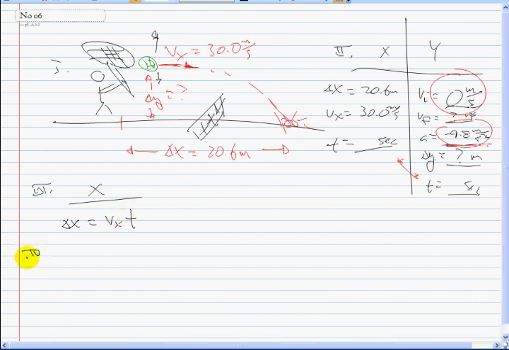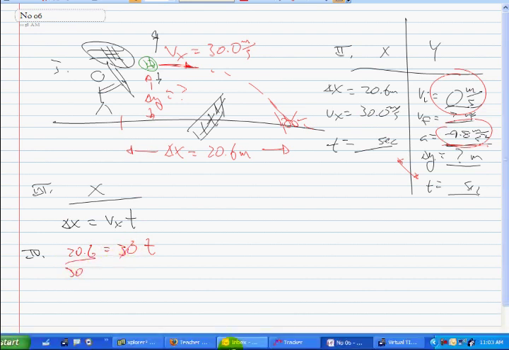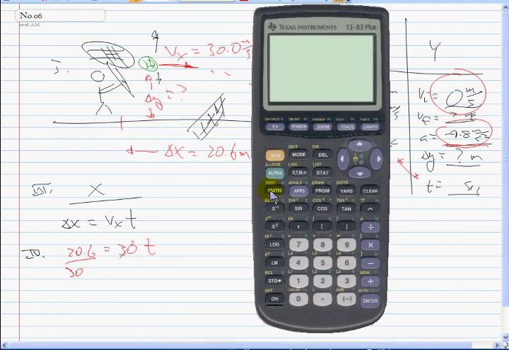When we shove in our numbers here, delta x was 20.6 meters. The speed of the tennis ball was 30 meters per second. We're going to solve for time. So time is just 20.6 over 30. So if I get out my calculator, I can plug and chug really quick here. I just take my distance of 20.6 meters divided by 30 meters per second. I'll get across the court in 0.687 seconds.